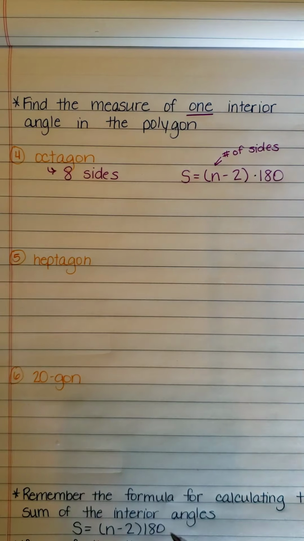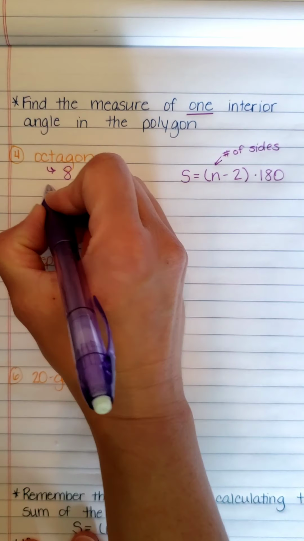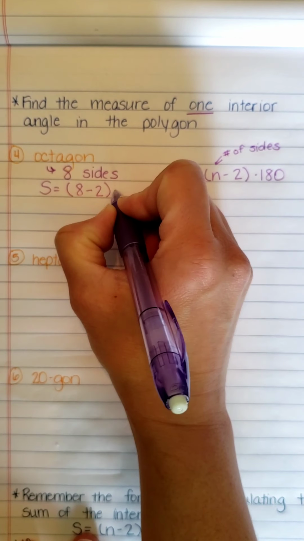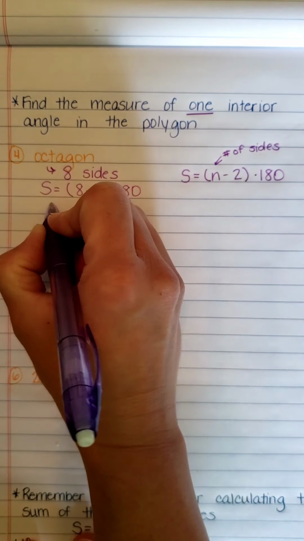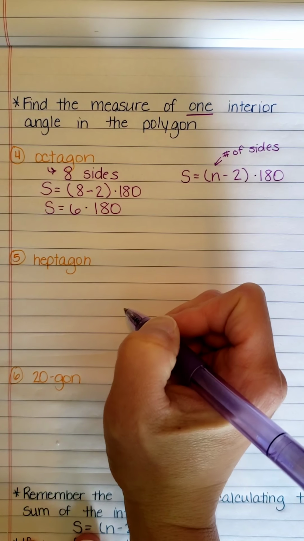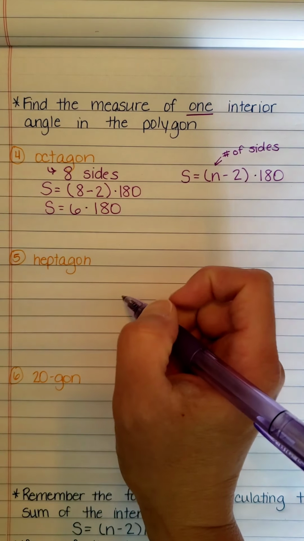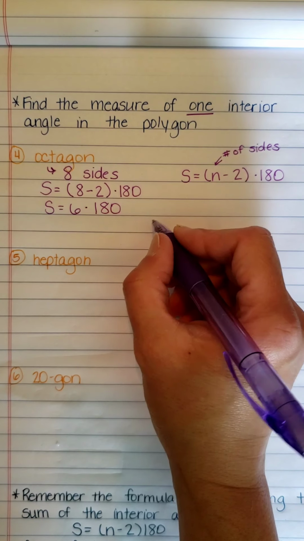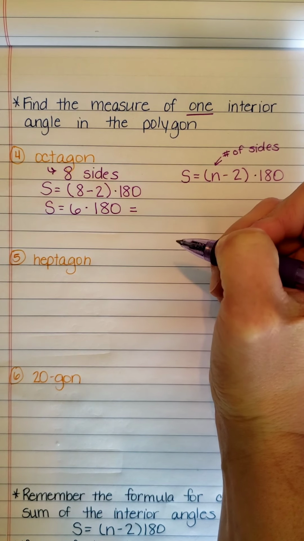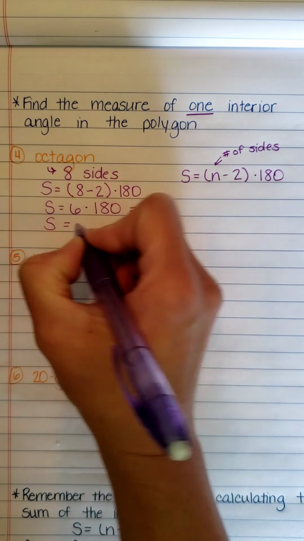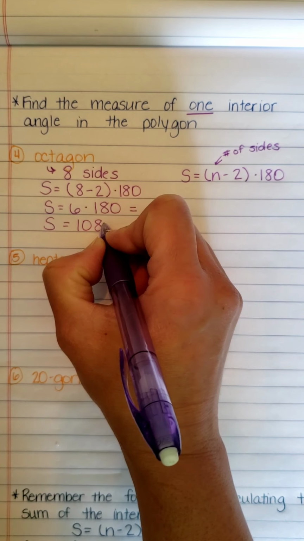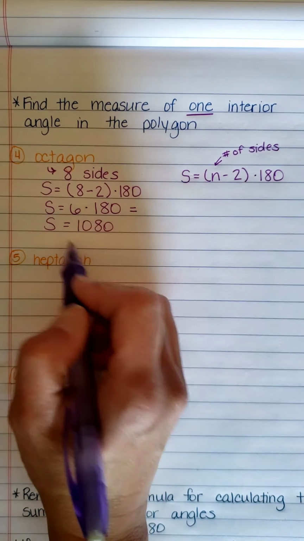So I'm going to find the sum of the interior angles first. So I'm going to do S equals 8 minus 2 times 180. So S is going to be equal to 6 times 180. And we already did this one, so we know that 6 times 180 is equal to 1,080, okay?